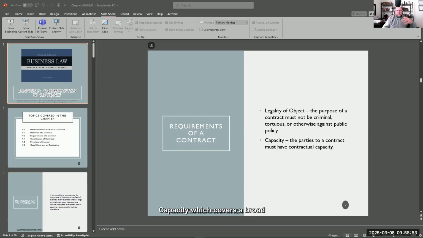Capacity, which covers a broad area, also comes into play. Capacity can be infancy, someone who is not of the age of majority. Their contracts can be voidable. Not necessarily is it impossible for someone under 18, which in the state of Florida is still considered the age of majority. It just means that your contract may not be fully enforceable if you do not maintain that contract after you reach the age of majority.